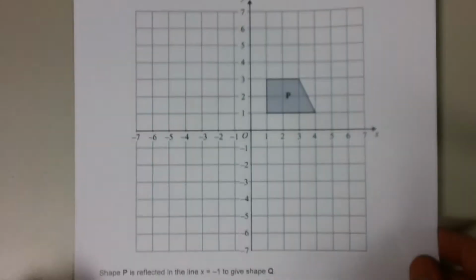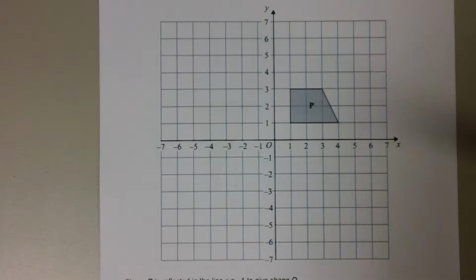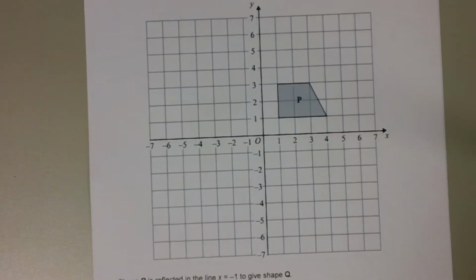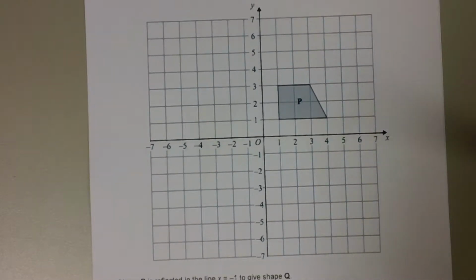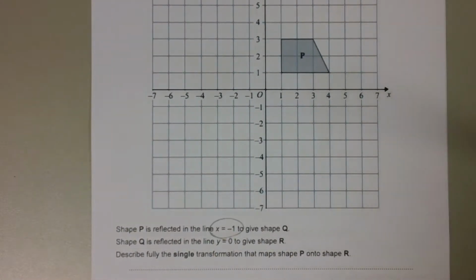Question number 3. Shape P is reflected in the line x equals -1 to give shape Q, and then Q is reflected, and then we have to describe the transformation. Let's go through the first one. We have to identify the mirror line given its equation. Where is the line x equals -1?